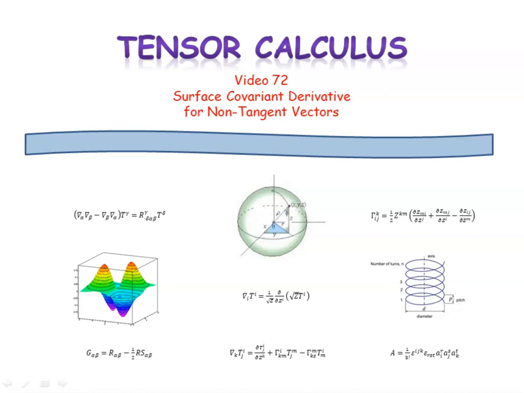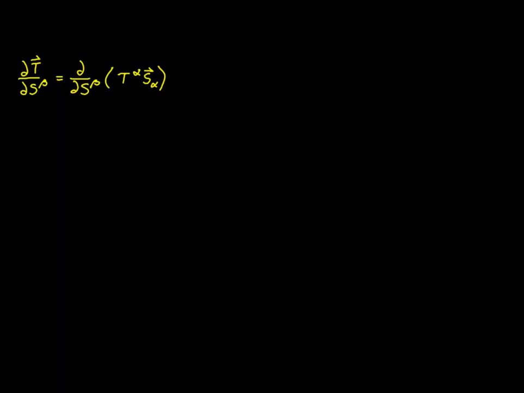In video 72 of Tensor Calculus, we'll continue our analysis of the surface covariant derivative. This time we'll extend the analysis to those tensors that do not lie in the tangent plane. In the last video, we limited our analysis to a vector t that was in the tangent plane.